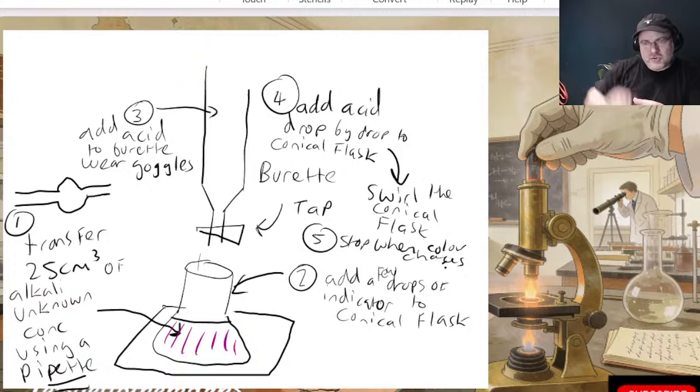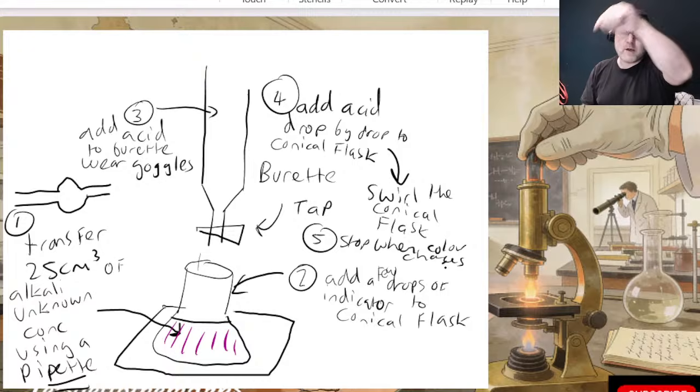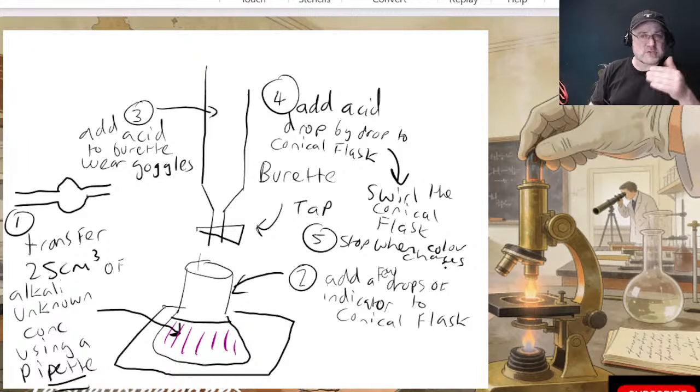So you want to add a drop, swirl, wait. Add a drop, swirl, wait, and see if it's a permanent color change. When it doesn't come back, that's when you stop. You look at your burette and you record the volume you have added. So you record the volume of acid you've added from the burette to the alkali. That's called a titre.